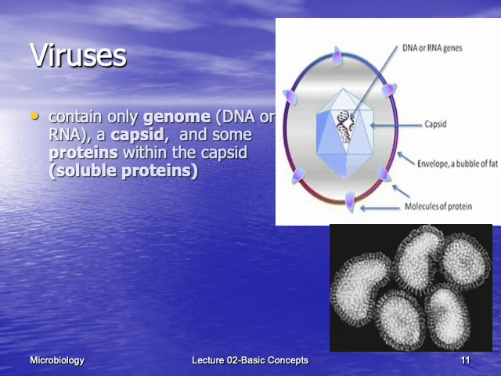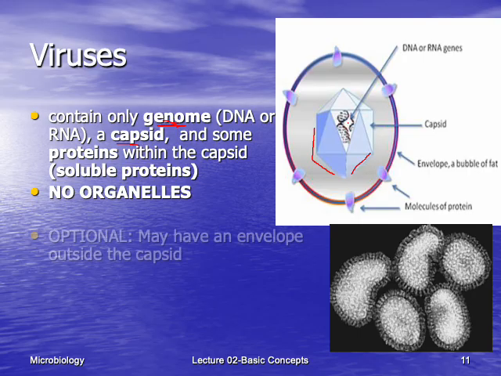So what's true of viruses? Viruses are very simple. They contain some kind of genome, DNA or RNA. So here's a picture. You've got DNA or RNA. You've got a capsid, and a capsid is kind of a protective structure. Here's your capsid. It looks like a hard, weird little structure with sides to it. And you've got your genome, and some soluble proteins inside the capsid. There are no organelles. Notice there are no organelles. There's no cytoplasm. There are no ribosomes. Very simple, not a prokaryote.